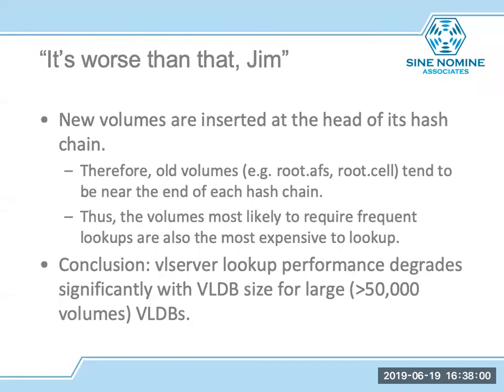So the conclusion is that VLserver lookup performance degrades considerably as the number of volumes increases. Once you start getting over 50,000 volumes, you really will start to notice the degradation that all of these problems combined can cause. So how are we going to fix this?